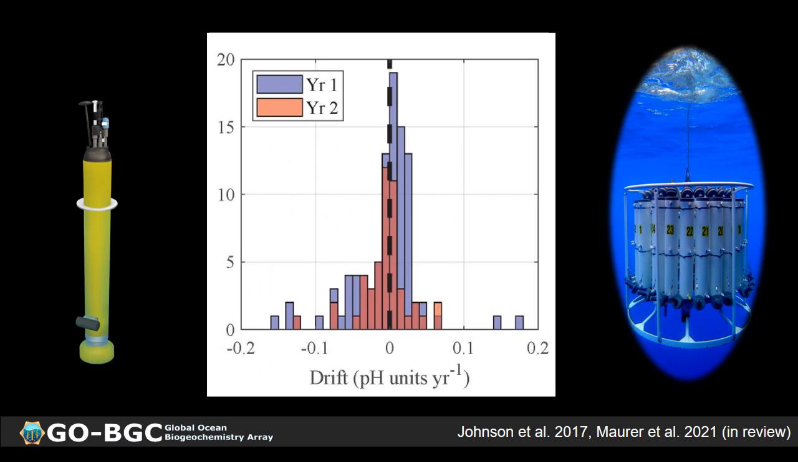And a similar story can be seen with the drift for these pH sensors as well. This histogram shows the drift adjustment that needs to be applied in the first year of a float's life versus the second year of the float's life.